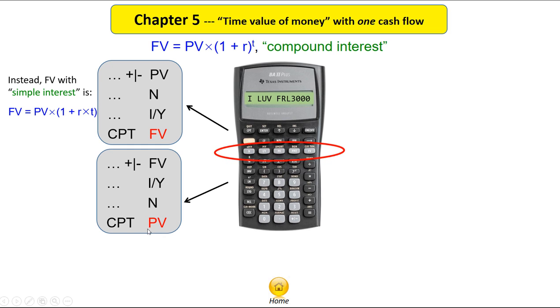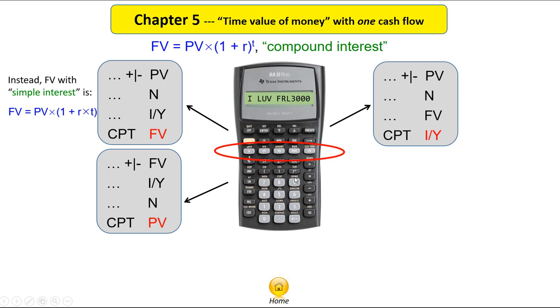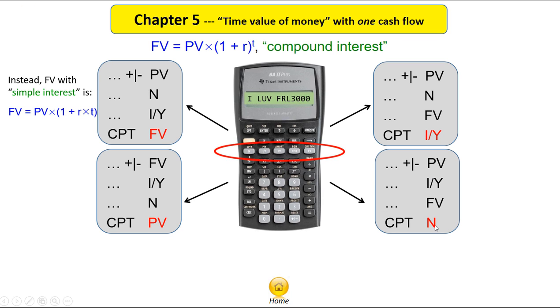Then we also learned how to calculate the present value when the future value of a single cash flow is given. We also learned how to solve for the implied interest rate when the present value, the future value, and the number of years in between, or time periods more generally, are known. And lastly, when we know the starting point, the present value, and the future value, and the interest rate per time period is given, then we can calculate how many time periods it takes for the present value to grow and become equal to the future value which is given.